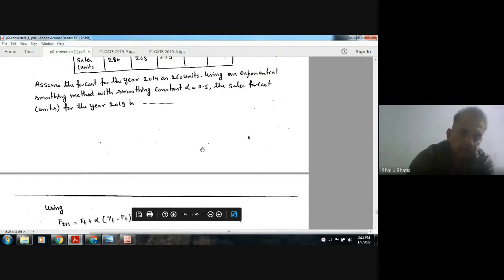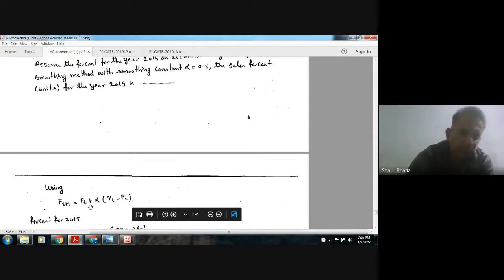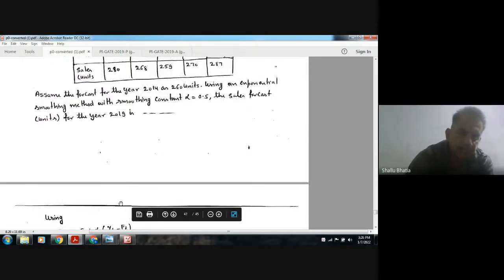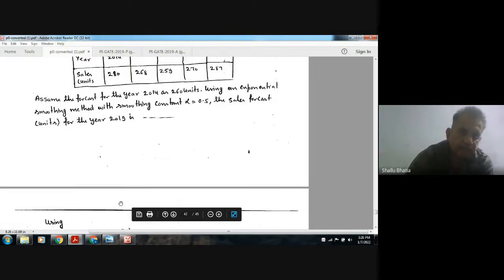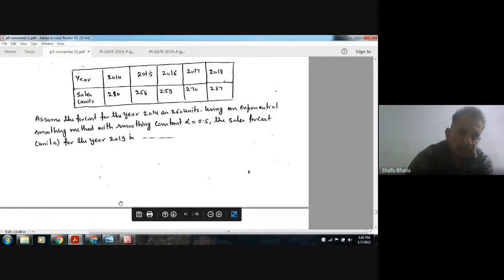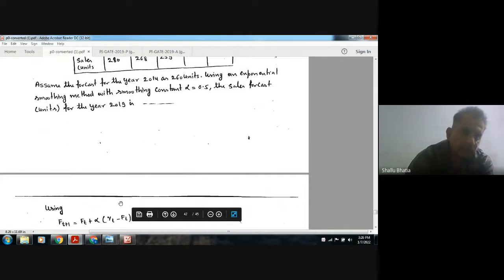According to the exponential smoothing method, the formula is F(t+1) = Ft + alpha (Yt - Ft), where F(t+1) is the forecast for next year, alpha is the smoothing constant, Ft is the forecast for the present year, and Yt is the actual sale of that year. Okay, so this is the forecast.